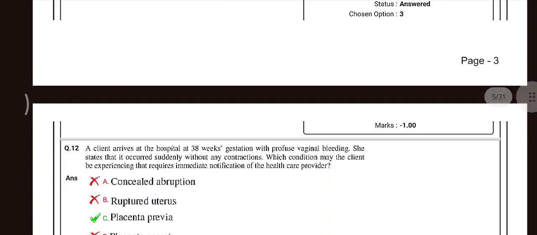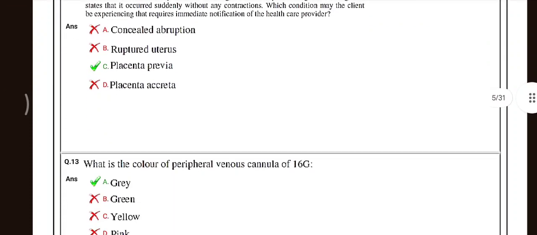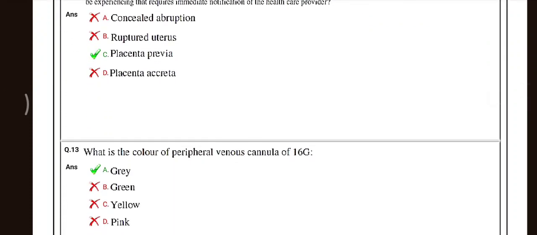A client arrives at the hospital at 38 weeks gestation with profuse vaginal bleeding. She states that it occurred suddenly without any contractions. Which condition may the client be experiencing that requires immediate notification to the healthcare provider? It's an emergency, and the symptom is painless vaginal bleeding, which is called placenta previa. What is the color of a 16 gauge peripheral venous catheter? It's always gray.